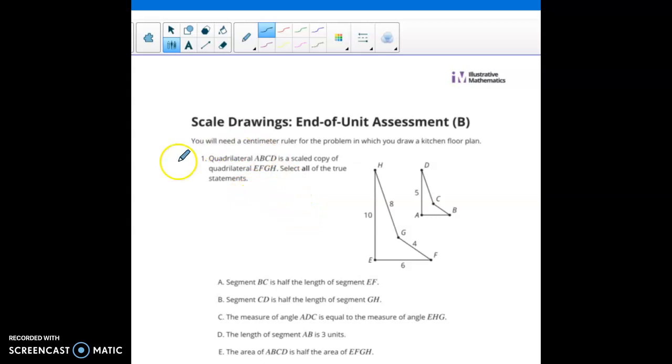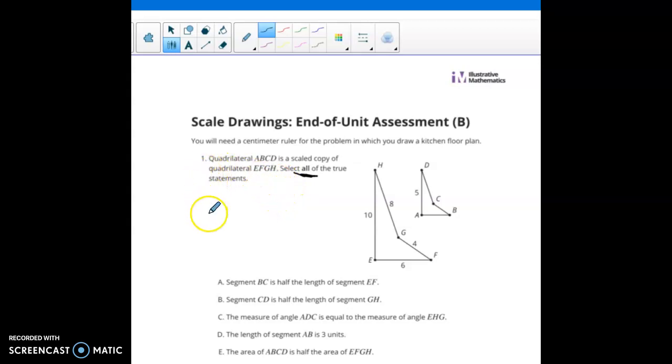First question here on the practice test. You have quadrilateral ABCD. It's a scaled copy. So you have quadrilateral ABCD, a scaled copy of EFGH. And you want to select all of the true statements. Don't just select one. You want to select all of the true statements.